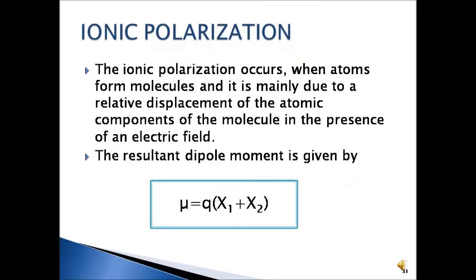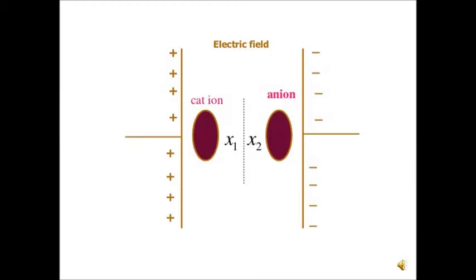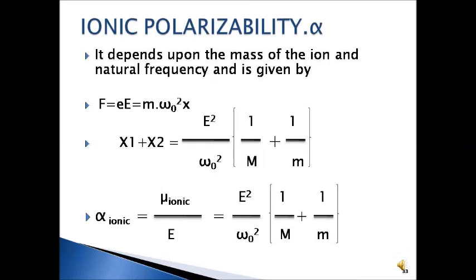Ionic polarization. The ionic polarization occurs when atoms form molecules, and it is mainly due to a relative displacement of the atomic components of the molecule in the presence of an electric field. The resultant dipole moment is given by mu is equal to q of h1 plus h2. When an electric field is applied to the molecule, the cations displaced by h1 to the negative side of the electric field and anions displaced by h2 to the positive side of the electric field. Ionic polarizability depends upon the mass of the ion and natural frequency and is given by alpha ionic equal to mu ionic by E.